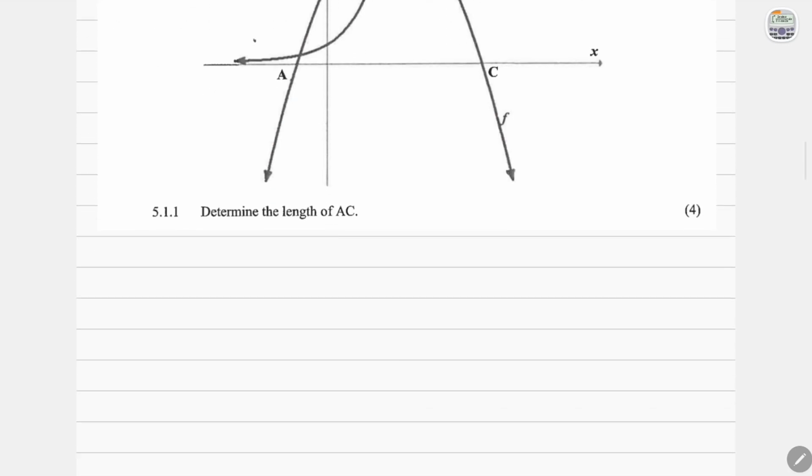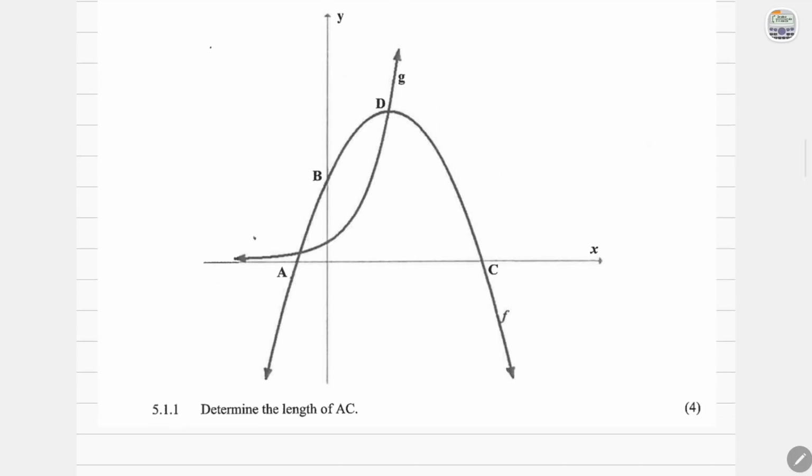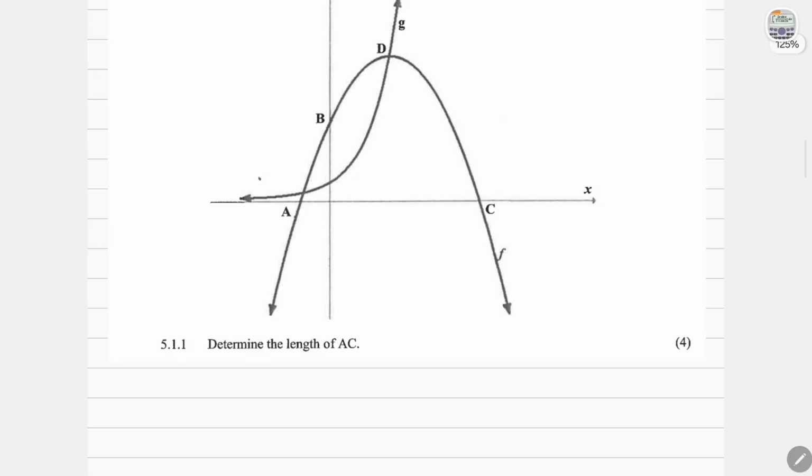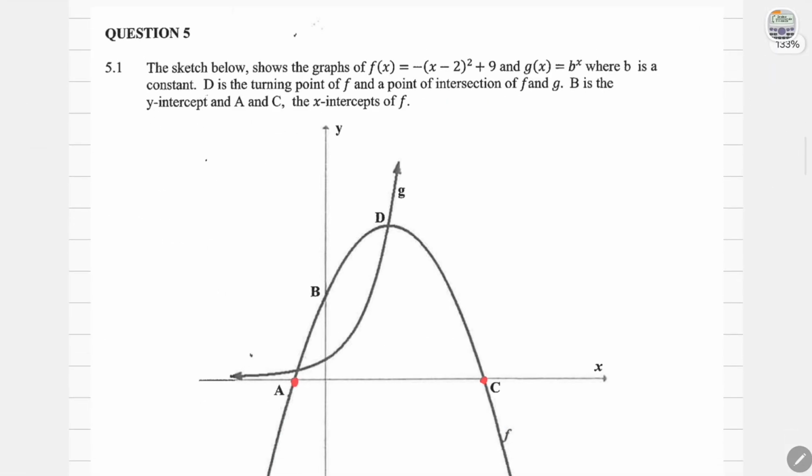And the first question, 5.1.1, says, determine the length of AC. Okay, so the length of AC. If you want to find the length of AC, you clearly need A and you need C. This is like the question in question 4 as well. So let's find A and C. How do we find these points? Well, they're x-intercepts. So at these points, this is where y is equal to 0. Even though this is in turning point form, we can simply just make y equal to 0. And it's actually easier to find the x-intercept when it is in turning point form.